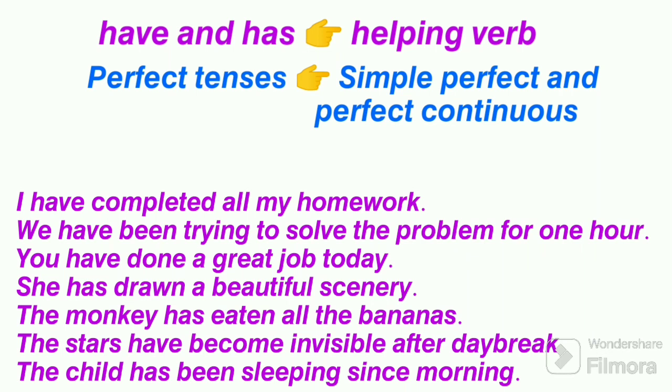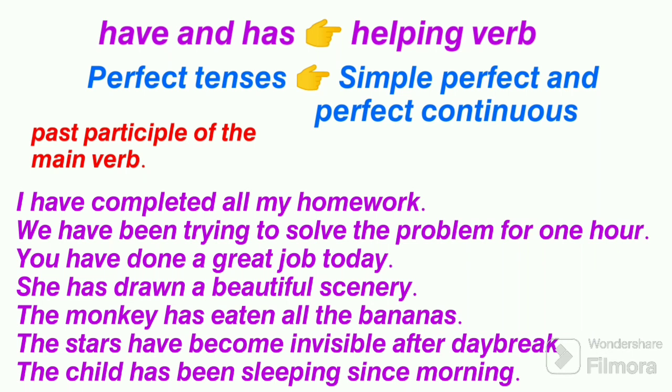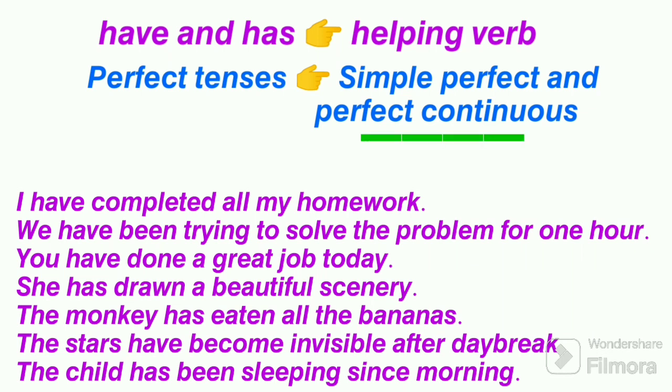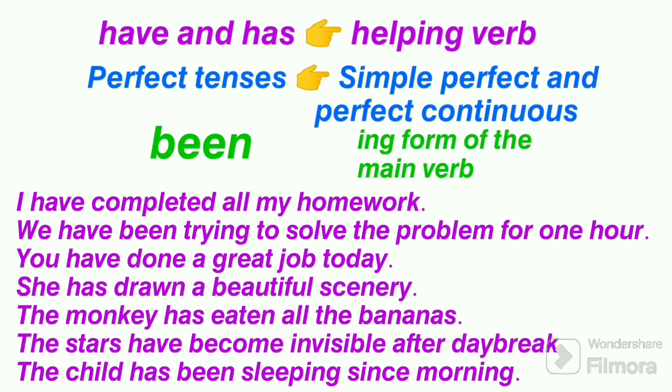Well, before starting the examples, one point that has to be mentioned here is that both has and have are used in perfect tenses along with the past participle form of the main verb. This applies in case of simple perfect tenses, okay? But in case of perfect continuous tenses, have or has is used with another helping verb, been, along with the present participle form or ing form of the main verb.